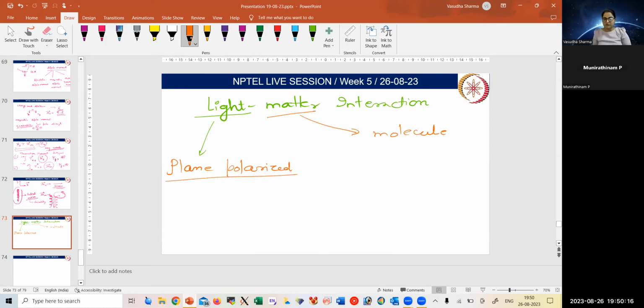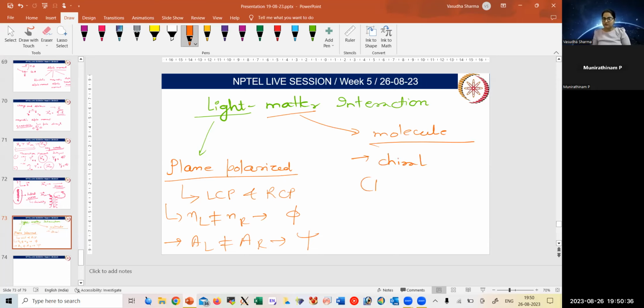For the plane polarized light, we understood it is having LCP and RCP. Depending upon different refractive index, it gives us phi, the optical rotation. Depending upon different absorbance, it gives us psi, which is ellipticity. For the molecule to be chiral, or having the helical motion, we saw two factors are very important: one is mu E, another is mu M.